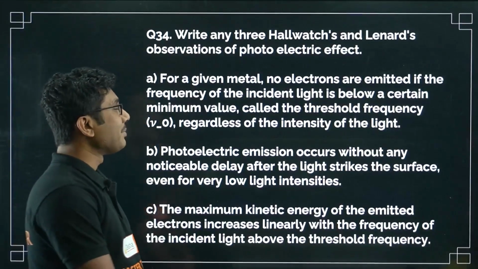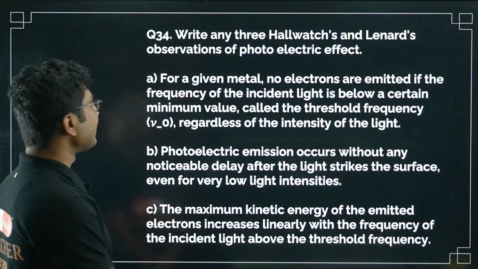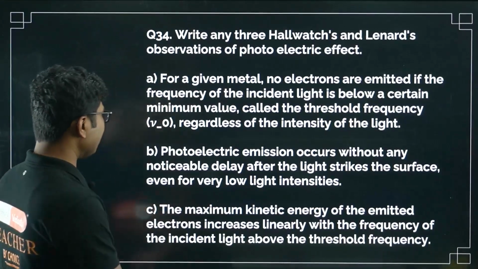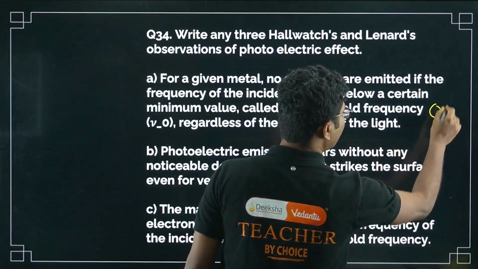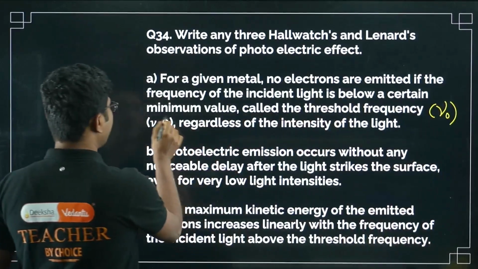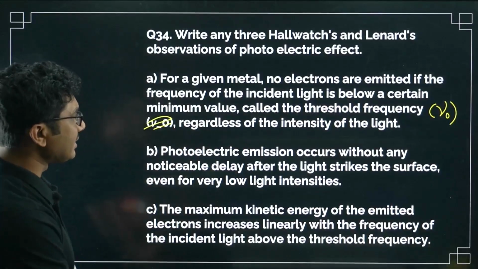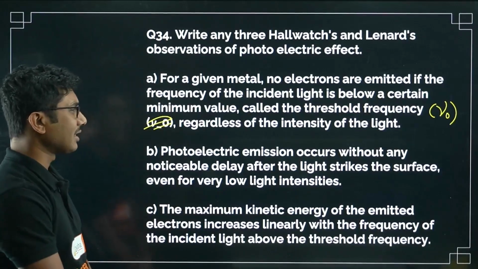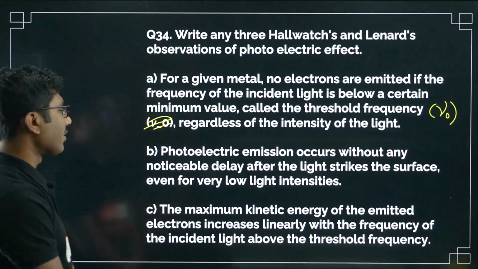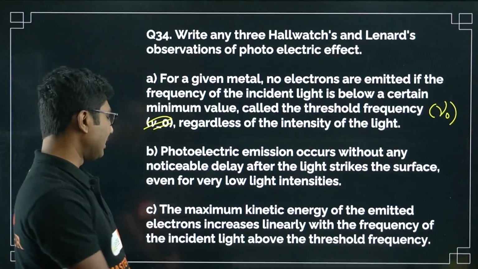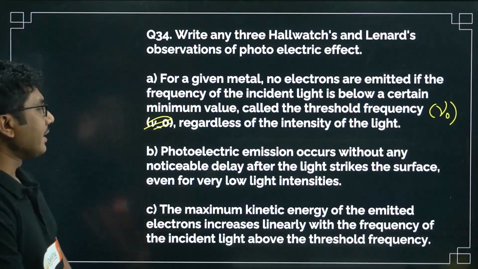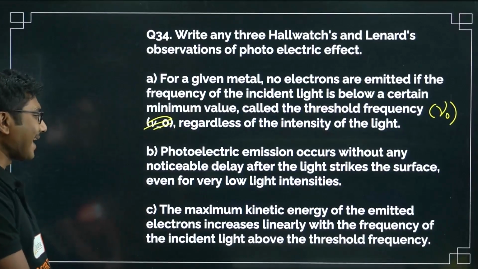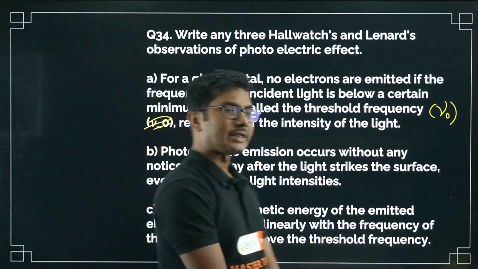What is the answer? For a given metal, no electrons are emitted if the frequency of the incident light is below a certain minimum value. It is called the threshold frequency, nu naught. Regardless of the intensity of the light, photoelectric emission occurs without any noticeable delay after the light strikes the surface, even for very low intensities. What is the third point? The maximum kinetic energy of emitted electrons increases linearly with the frequency of the incident light above the threshold frequency. These are the 3 points.